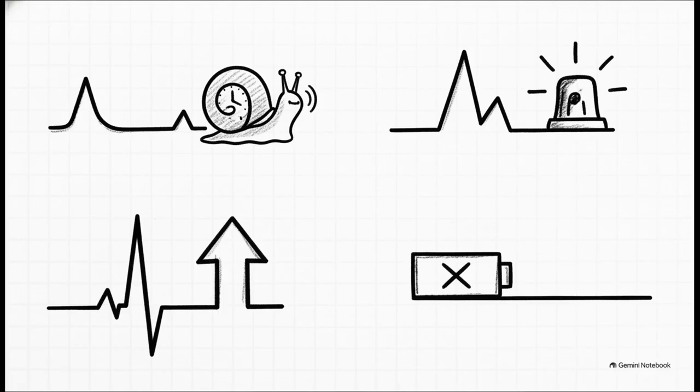ST elevation on your monitor translates directly to a massive emergency, a myocardial infarction. And those T waves, they are your prime potassium indicators. Peaked T waves scream hyperkalemia, while flattened ones strongly suggest a potassium deficiency.